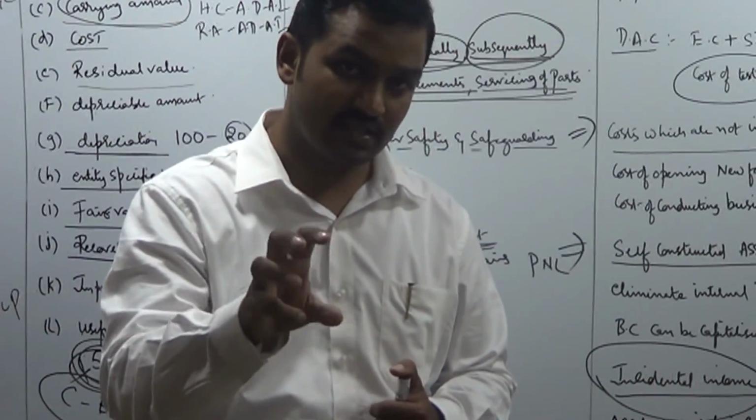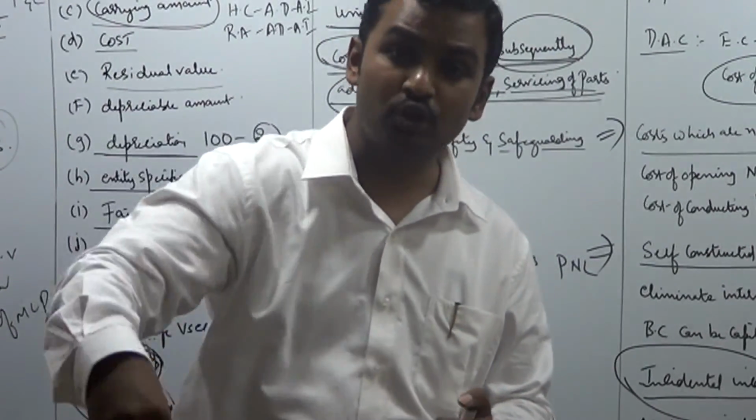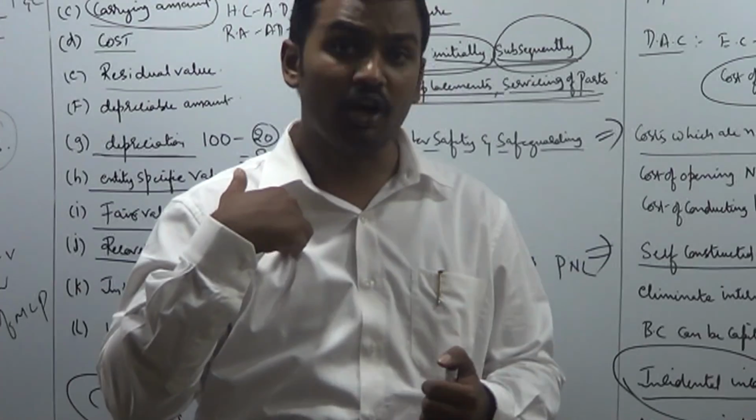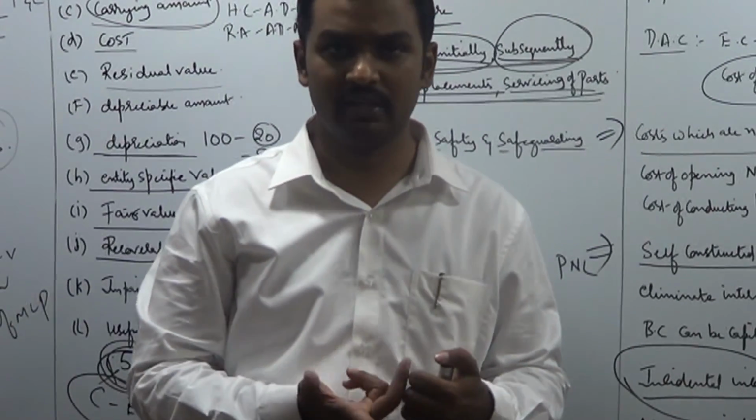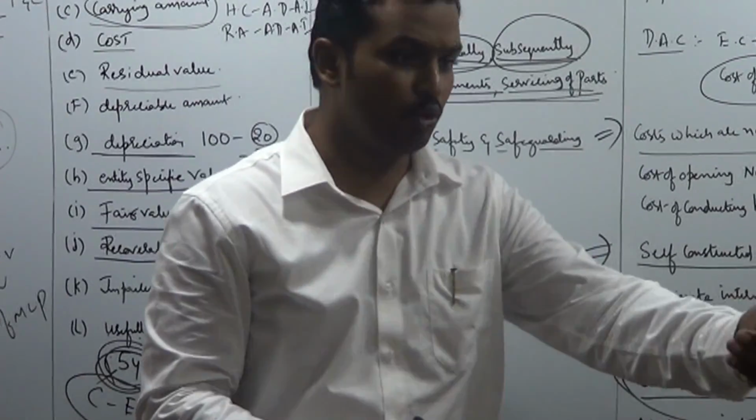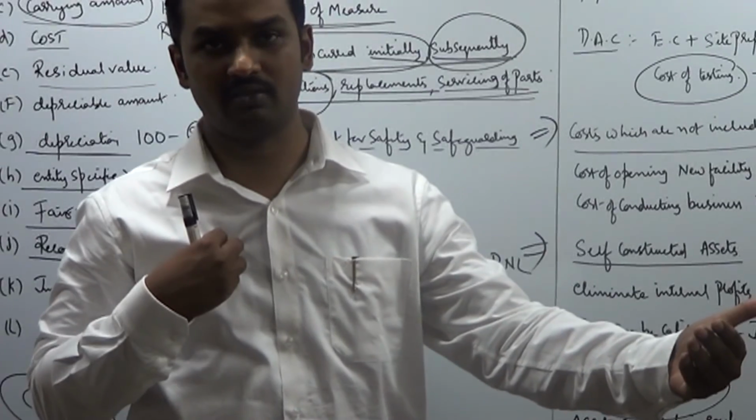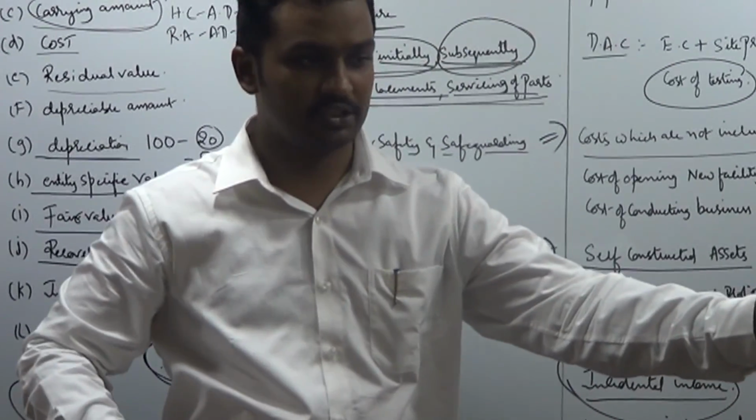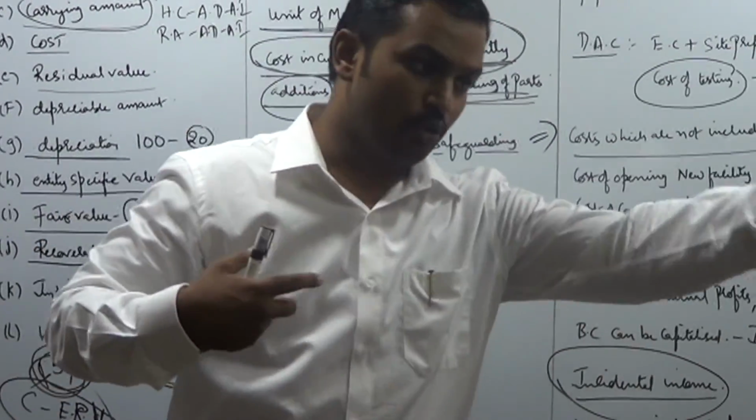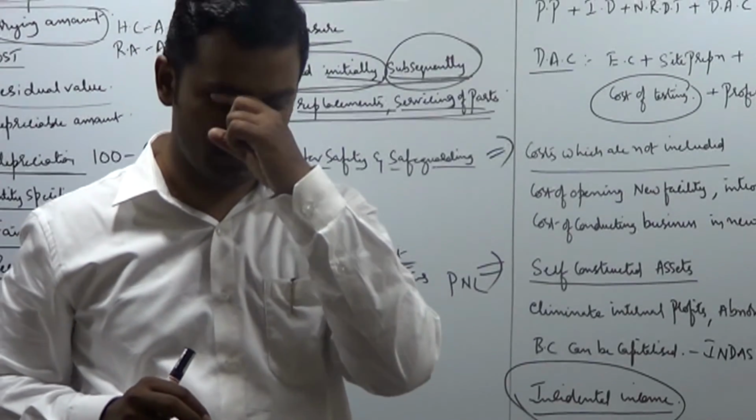In such cases, what the standard says is the WDV or the carrying amount of the asset given up will become the cost of the asset acquired, plus cash paid if any, minus cash received if any. So if you are giving up an asset, its WDV, and if you have paid some cash also, add both of them to arrive at cost of the asset acquired. You have given up an asset, WDV, and you have received some cash along with the asset, then WDV of the asset given up minus cash received. The difference will be considered as part of cost of the asset.